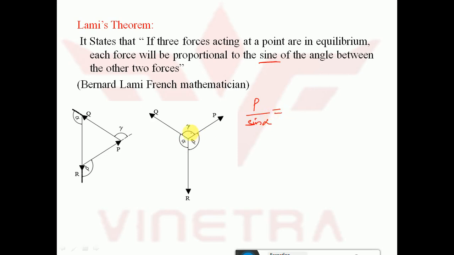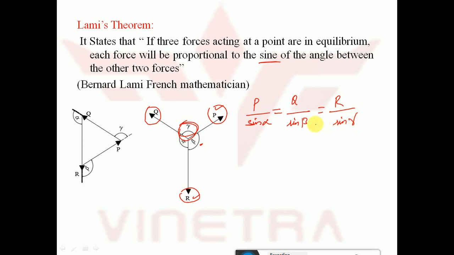Again, if I take Q, it is proportional to the sine of the angle between the other two forces. If I choose force Q, what are the other two forces? P and R. The angle between them is beta. So as per Lami's theorem, Q is proportional to sine beta. The last one left out is R. If I choose R, the other two forces are P and Q, and the angle between them is gamma. So R is proportional to sine gamma.